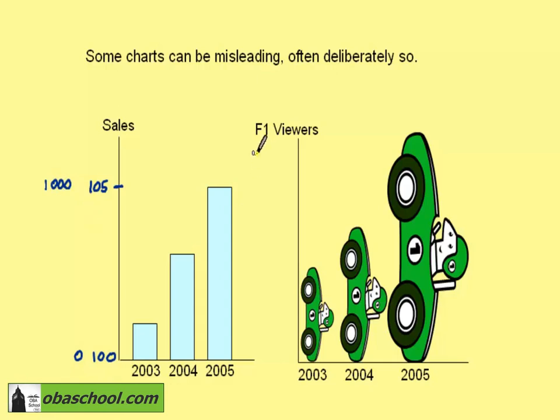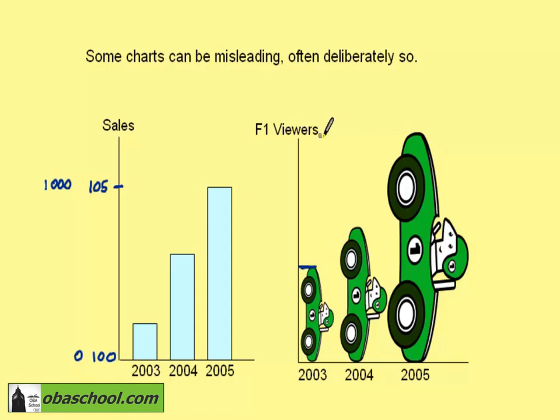This same effect can be even more confusing on a pictogram. Let's look at this analysis of Formula 1 viewers. In 2003 to 2005, there's a big increase. If we look at the car for 2005, it looks absolutely huge compared to that for 2003.